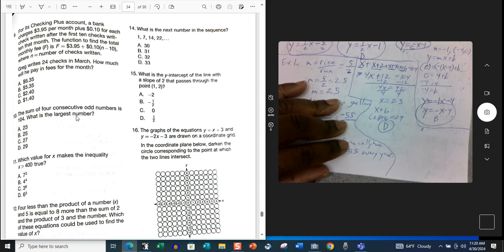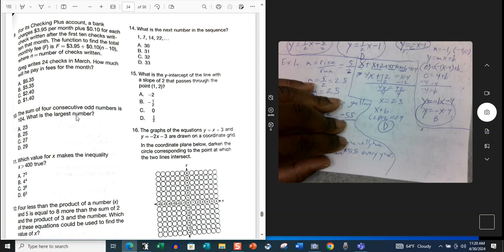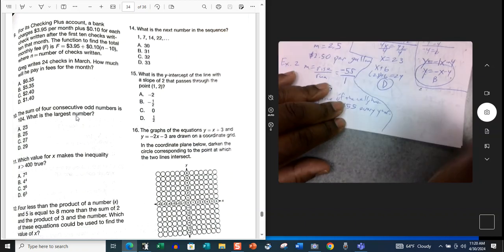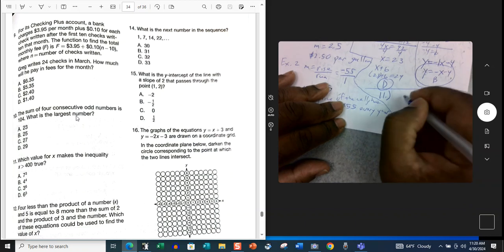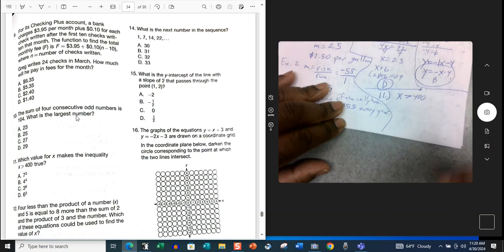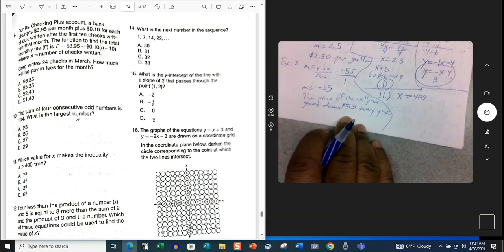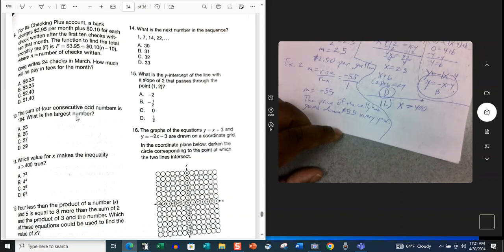Okay, number 11. Which value for x makes the inequality x greater than 400 true? Okay, now, this is problem 11. So we need a value where x is greater than 400. Now, you could test all of these. But just looking at it myself, I would have thought it might be between A or C. But let's take a look here in your calculator.